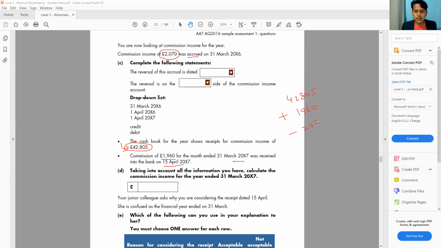And 2070, that is inside of this figure. This one was the income for the last year, but the customer paid after the year end. That's why the money is still there. I have to minus that. So if you do that, that will give you this figure, 42,675.